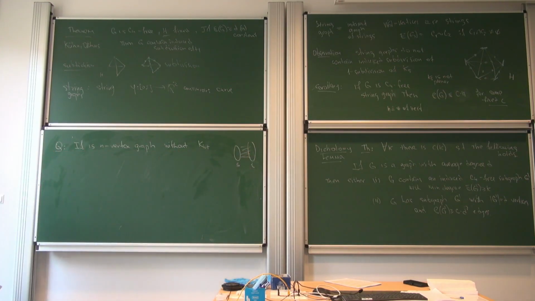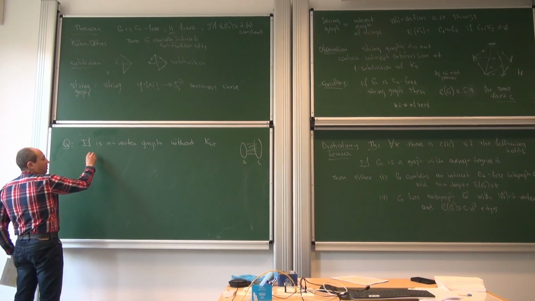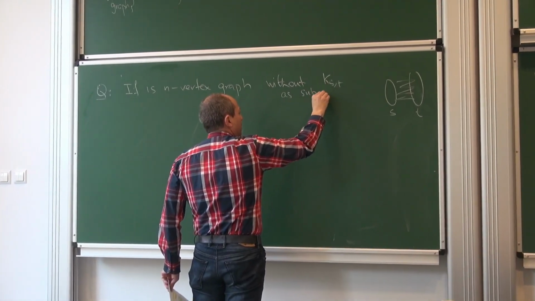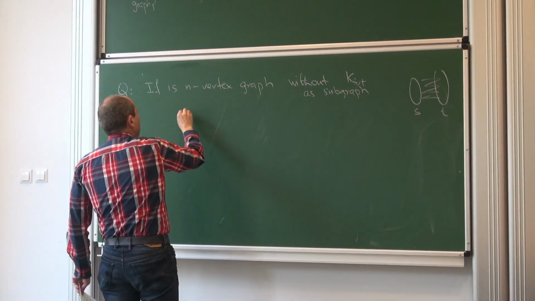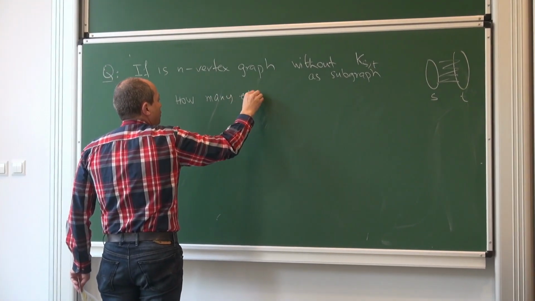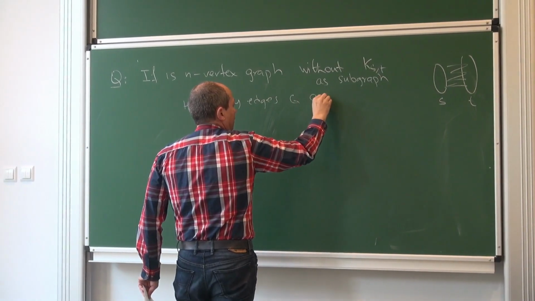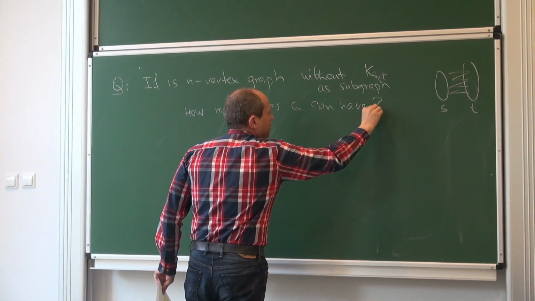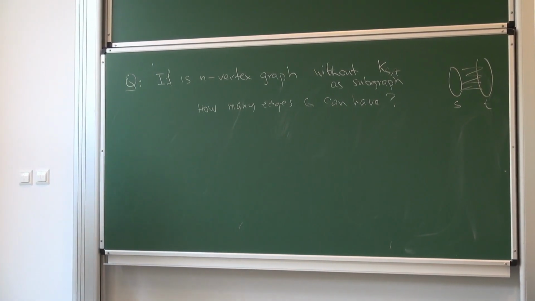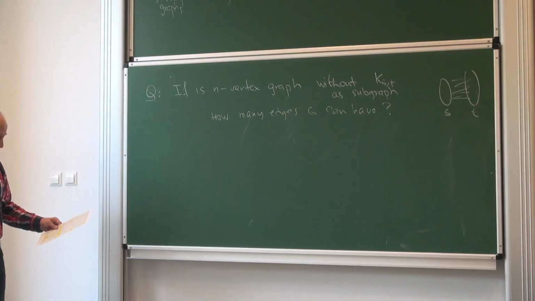Right, so you give me a graph which does not contain a given complete bipartite subgraph, because obviously this guy contains every other bipartite graph as a subgraph. Without K_{S,T} as a subgraph, not induced subgraph, just subgraph. How many edges can G have? Right? So this is one of the very classical questions in extremal problems, and this question was posed by Zarankiewicz. That's why we call it the Zarankiewicz problem.